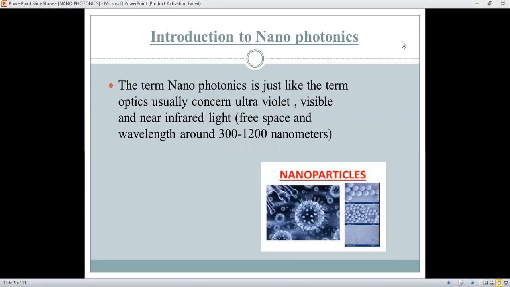And then I am telling about the introduction of nanophotonics. The term nanophotonics is just like the term optics. In optics, we studied lenses, usually concerning ultraviolet, visible, and near infrared light, free space, and wavelengths of about 300 to 1200 nanometers.